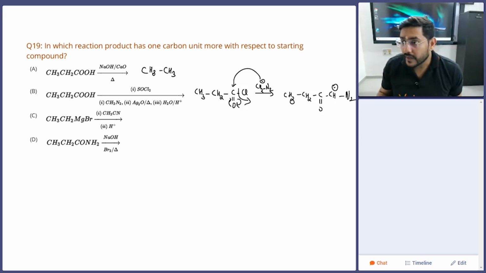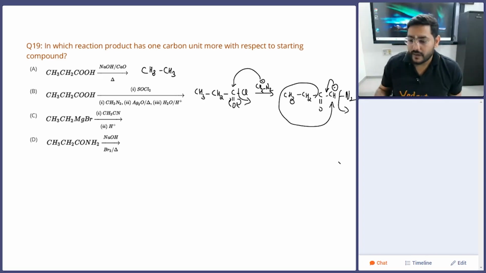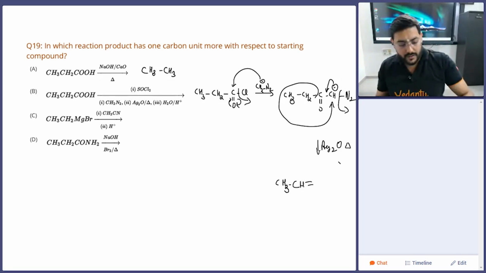Here, what will happen? Come on, everyone. This is going to be transferred, and this is going to be shifted over here, and this will leave, in the presence of silver oxide, Ag2O, and heating. So basically, can I say that CH3CH2CH=C=O?